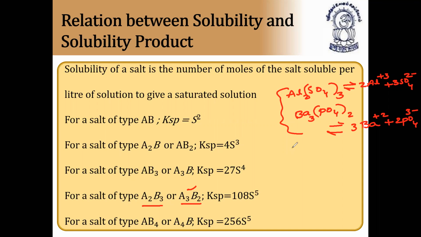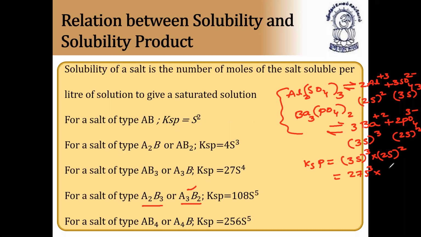For this type of salt, let us take A2B3 or A3B2. The solubility of this becomes 2S whole square, because 2 moles, and this becomes 3S whole cube. So Ksp becomes 3S whole cube into 2S whole square, since 2 moles are there. This is 27S cube into 4S square.